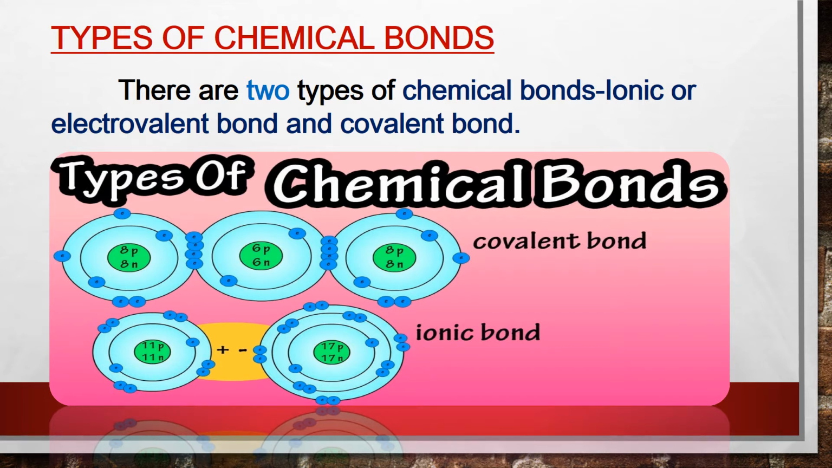And then types of chemical bonds. There are two types of chemical bonds: ionic and covalent bond. Ionic bond we also call an electrovalent bond. So the two types are ionic or electrovalent bond, and covalent bond.